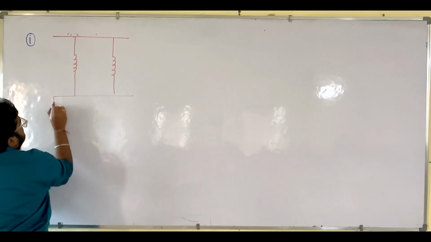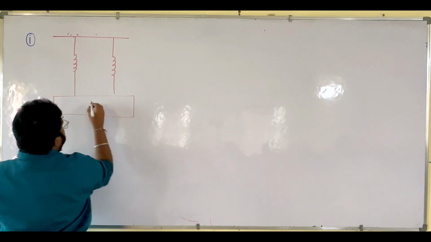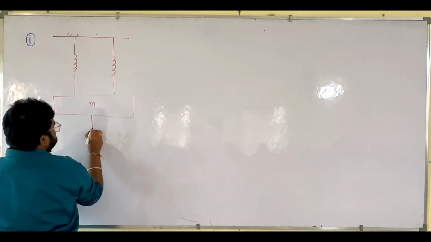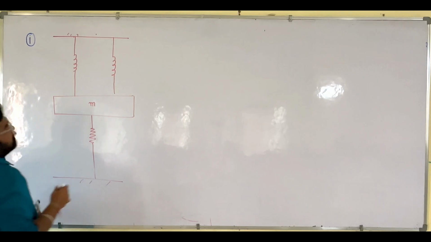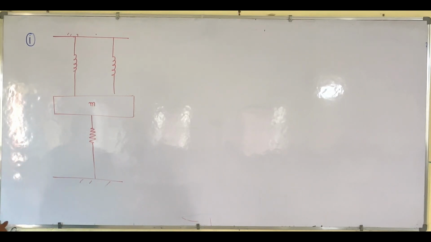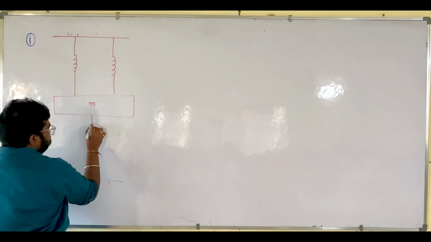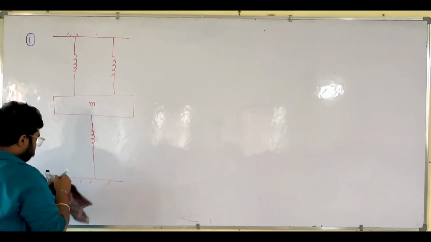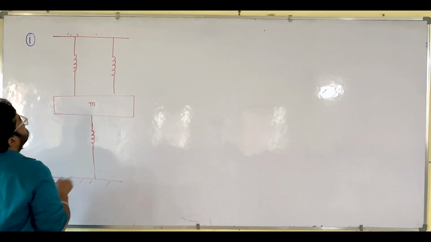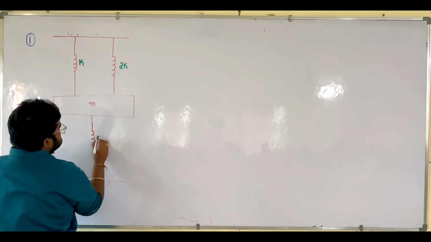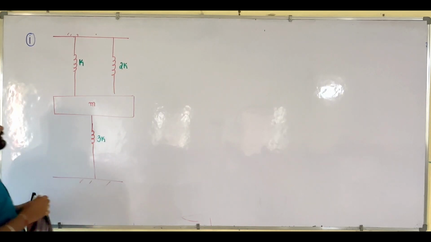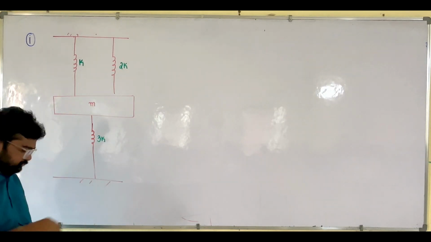Determine the time period of oscillation for the following spring mass systems. Here it is K. This is 2K. This is 3K. What is the time period of oscillation?